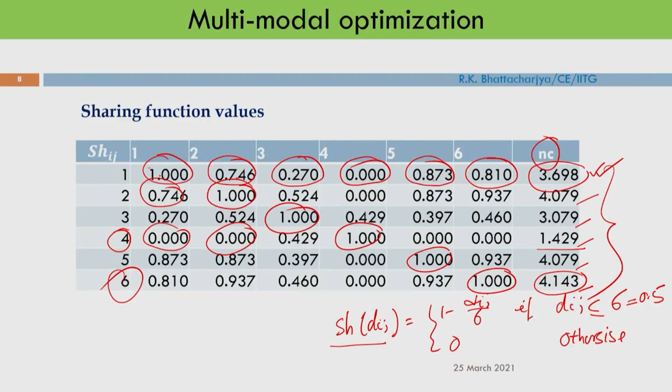So, solution 4 is an isolated solution, and I would like to preserve that solution. So, I will reduce its fitness only slightly, but the most crowded solution is solution 6, and the fitness value of this particular solution will be reduced. Okay. So, what is the next step? The next step is to get the modified fitness value.